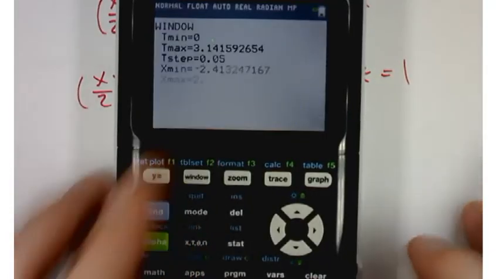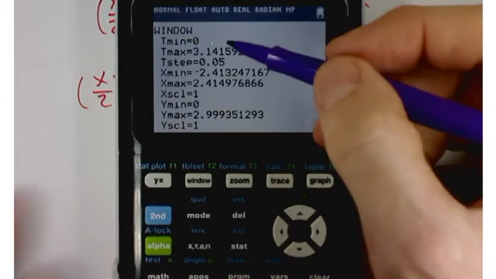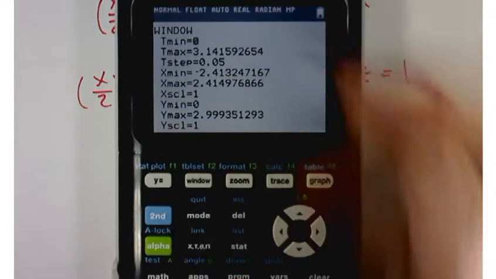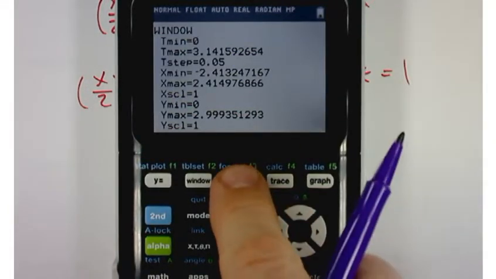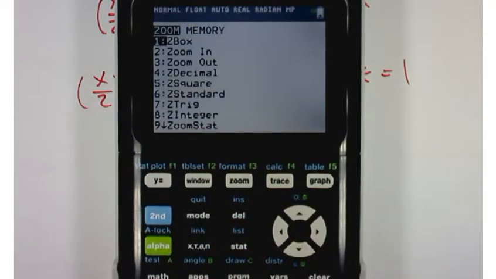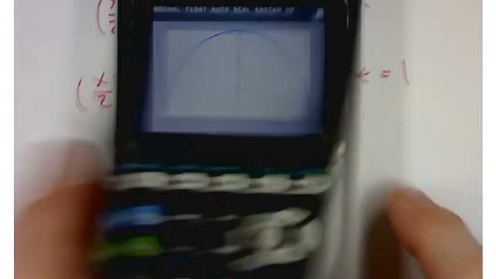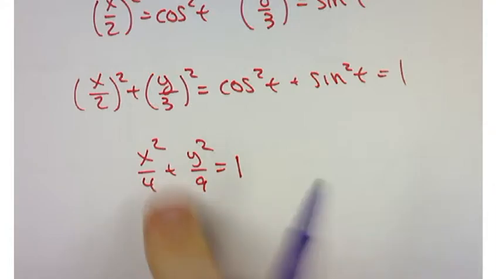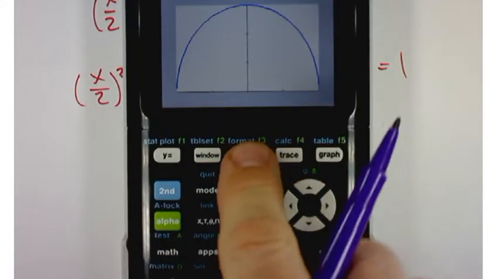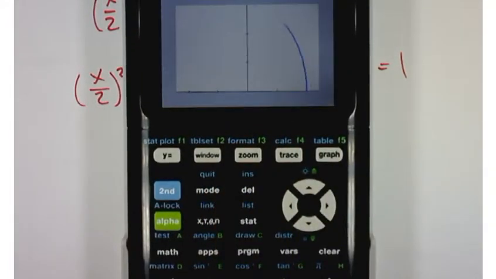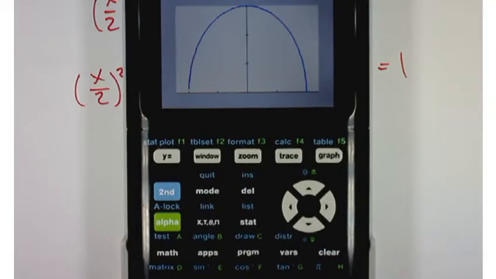So the window. Initially, what you're going to put in is 0 to pi. And once you put in 0 to pi, you can hit zoom 0. Now that's going to give you something that just maxes out your graph. And that's fine, especially if you know what you're looking at. If you can look at that and say, oh, yeah, I know that this is a graph of an ellipse, you can make it a little prettier by hitting zoom 5. And it's just a little bit more accurate to look at that way.